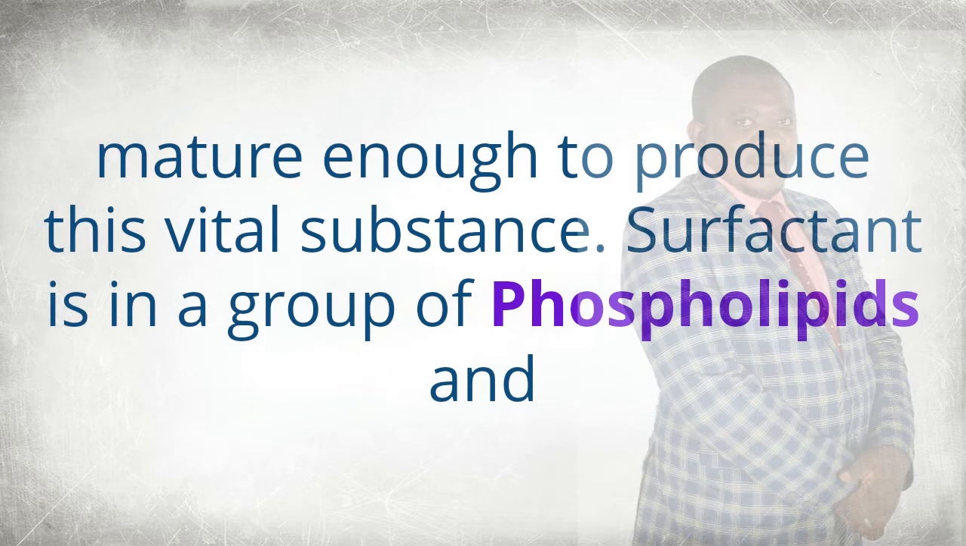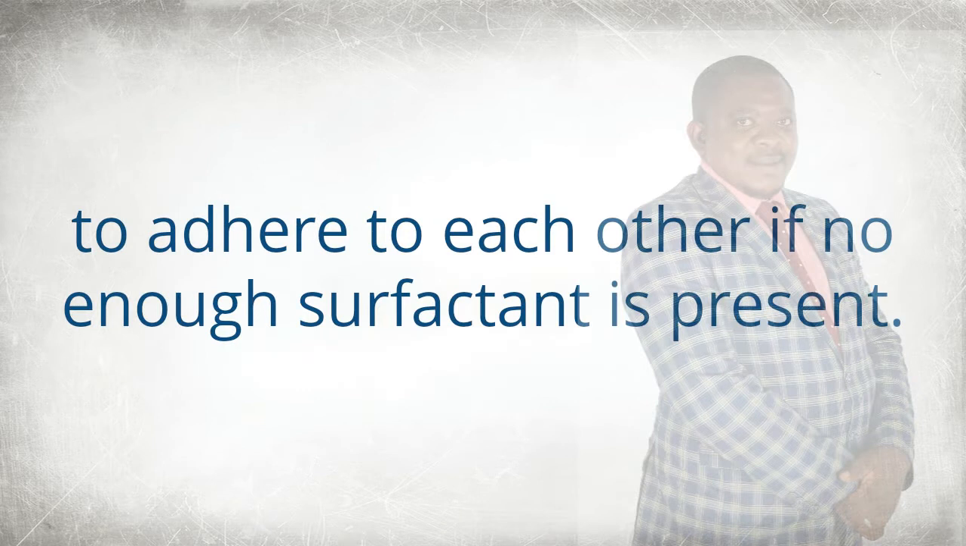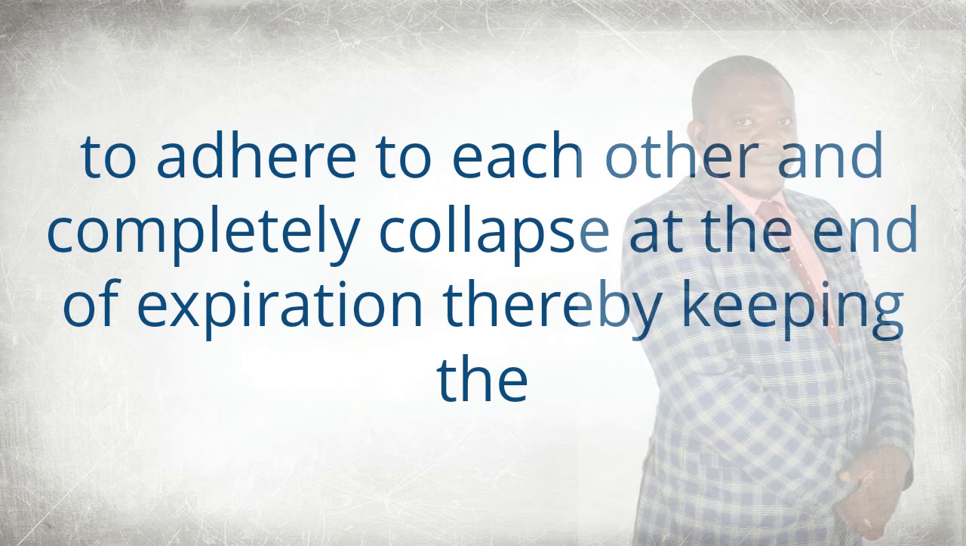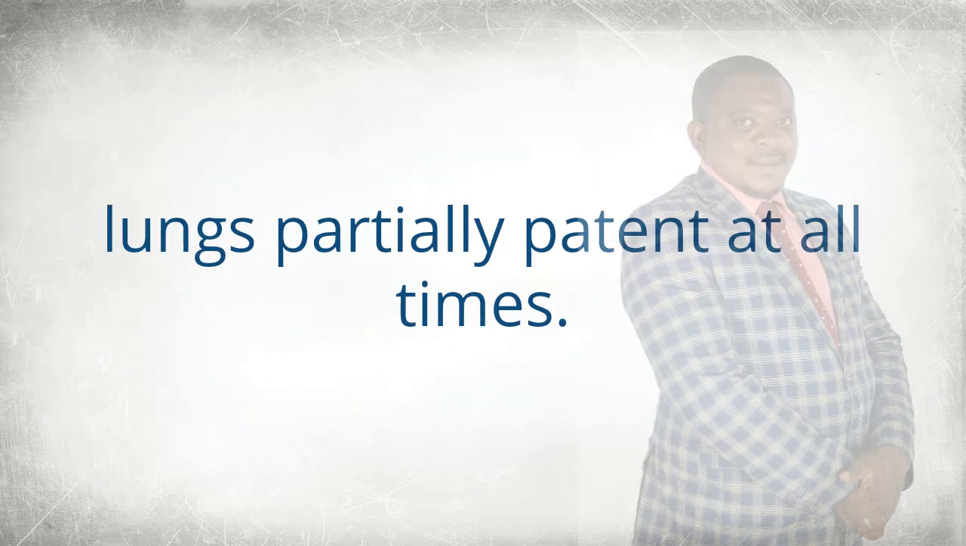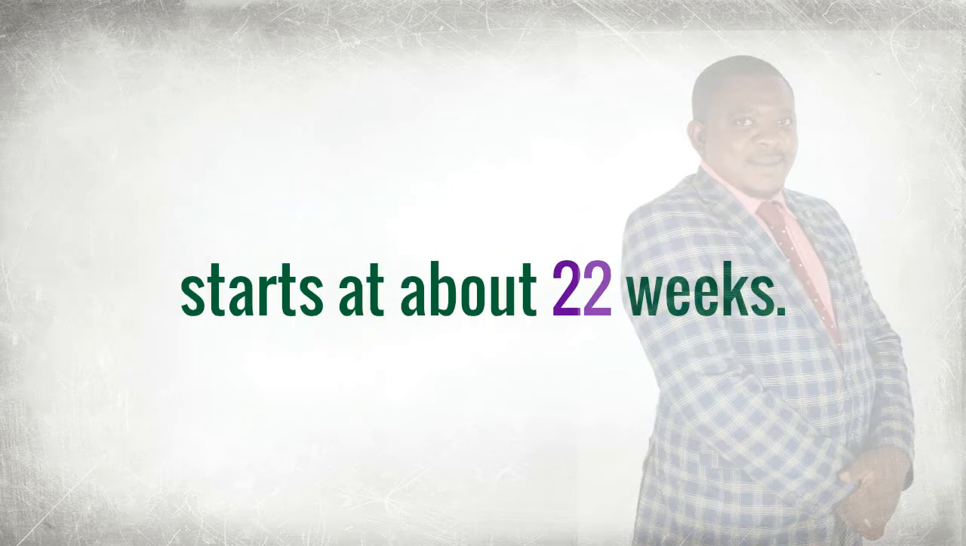Surfactant is in a group of phospholipids and has a tendency to repel water. The lungs are naturally wet and the alveoli walls have a tendency to adhere to each other if not enough surfactant is present. Surfactant reduces alveoli surface tension, opposes the natural tendency of the alveolar tissue to adhere to each other and completely collapse at the end of expiration, thereby keeping the lungs partially patent at all times. During fetal life, it becomes adequate around 36 to 37 weeks of gestation, but its production starts at about 22 weeks.